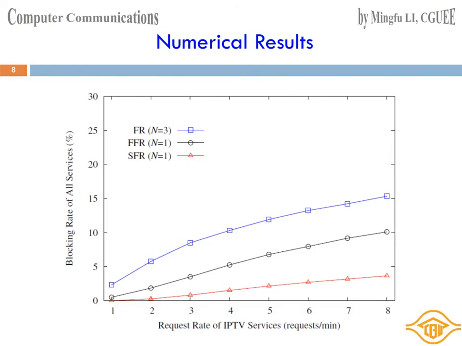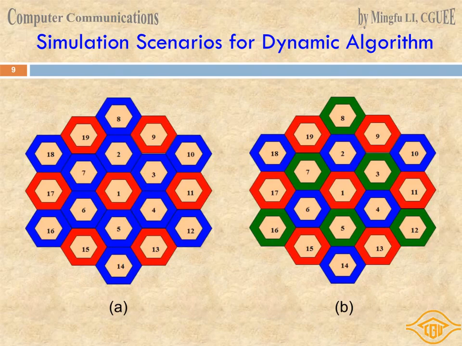The blocking rate of voice and IPTV services under the static allocation algorithm were compared using simulations. The results show that the soft frequency reuse achieves the best blocking rate performance. To demonstrate the performance of dynamic spectrum allocation algorithms, another 2 simulation scenarios A and B were considered. The cells marked in red have the heaviest load, while the green ones have the lightest load.